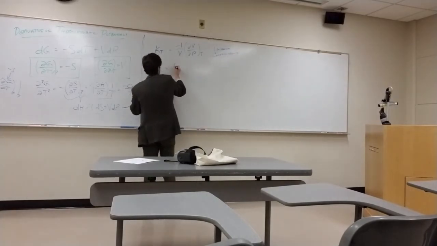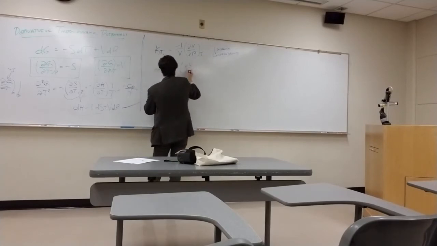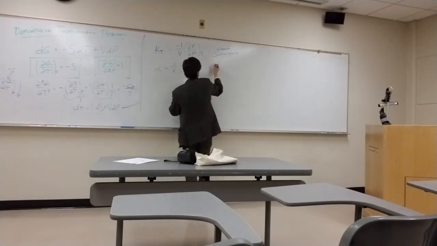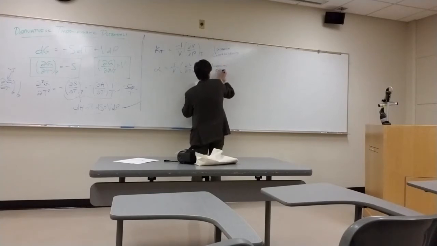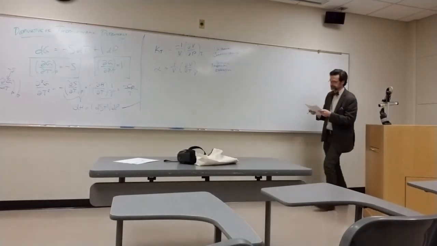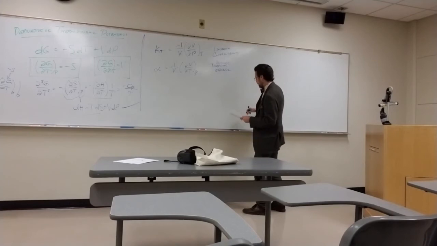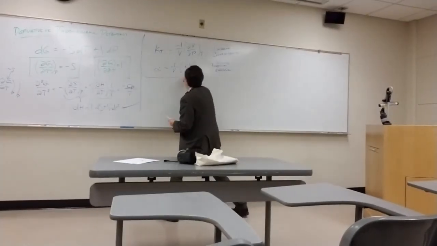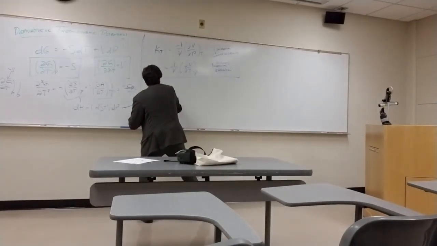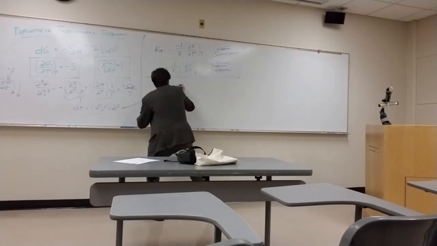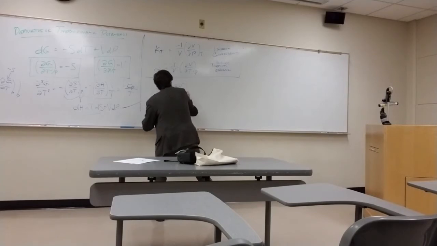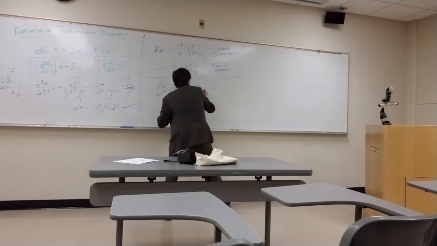And alpha is equal to 1 over V, dV dT at constant pressure. This is the isobaric thermal expansion. So using these, we then have the second partial of Gibbs with respect to pressure, which is equal to dV dP at constant temperature, is equal to minus V KT.